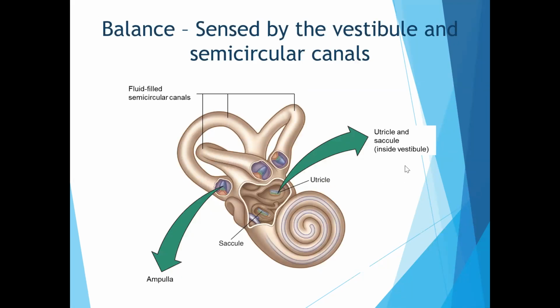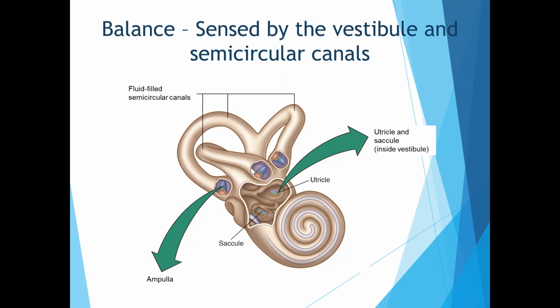Okay, so we talked just a second ago about how our semicircular canals and the vestibule are very important for balance. And now we'll go a little bit more into the detail aspect of that. So in terms of the semicircular canals, they have fluid within them. And so as this fluid moves, our brain is able to sense that. And that's partly how it keeps track of where our head is in space and how we are moving.